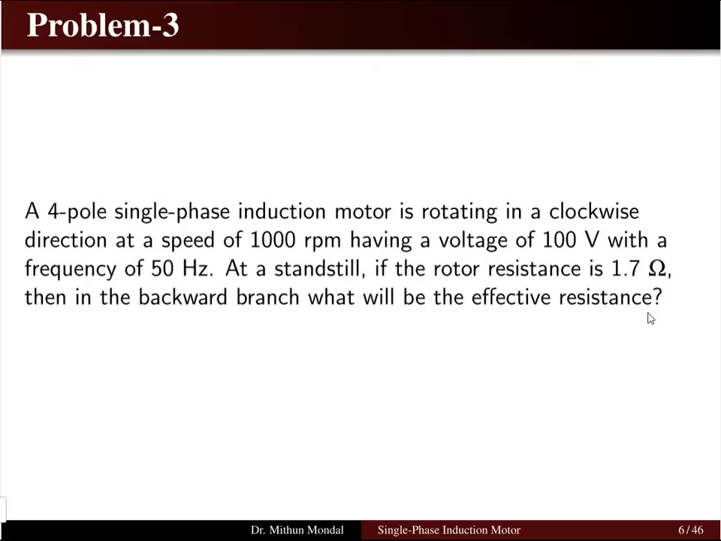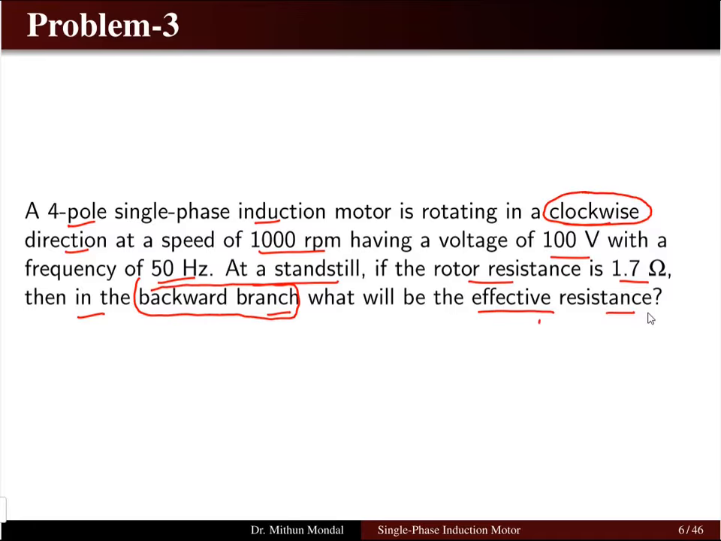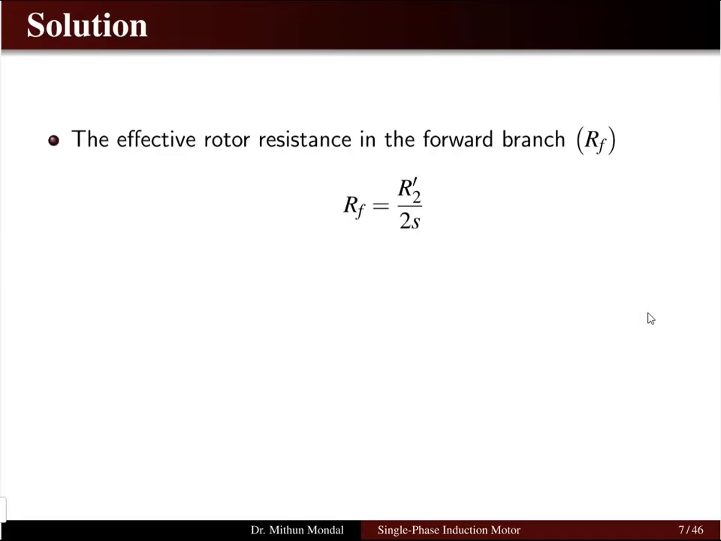The next problem, problem number 3, where you have a 4-pole single phase induction motor. It is rotating in the clockwise direction at a speed of 1000 RPM, having a voltage of 100 volt with a frequency of 50 Hz. At a standstill condition, if the rotor resistance is 1.7 ohms, then in the backward branch, what will be the effective resistance? So it is rotating clockwise and we have the double revolving field concept where forward field and backward field will be there. So we have to calculate for the backward field what is the effective resistance of the motor. Let us see the solution.